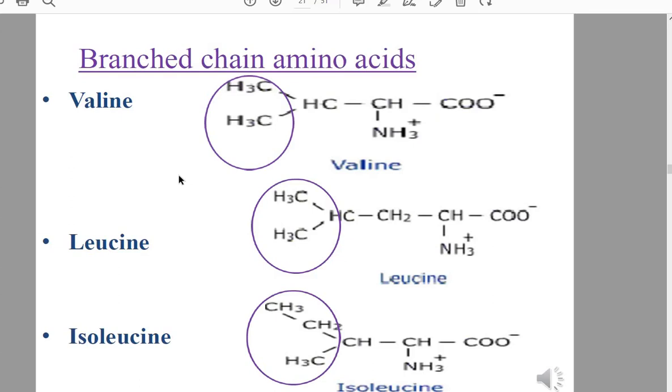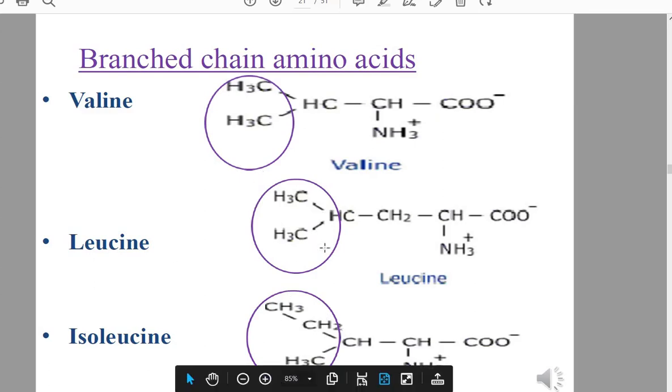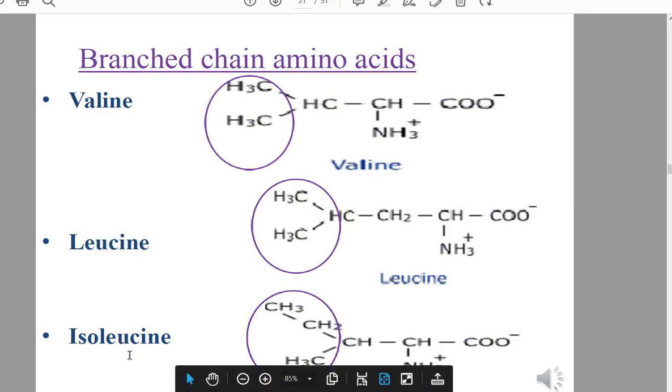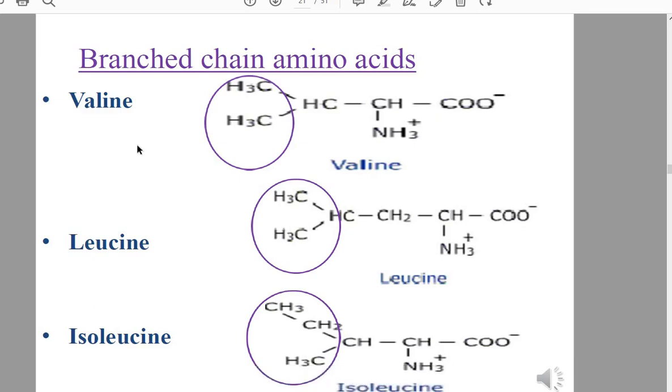And branched chain amino acids. Branched chain amino acids are also included in the aliphatic amino acids, which contain no ring, but they have a specific category, as they contain a branch, so they are called branched chain. This is what you see here, and you don't have to know the structure. You have to know what the branched chain amino acids are. They are valine, leucine, isoleucine. So the structure is not included, but when I ask about the branched chain amino acids, we must know that they are valine, leucine, and isoleucine.